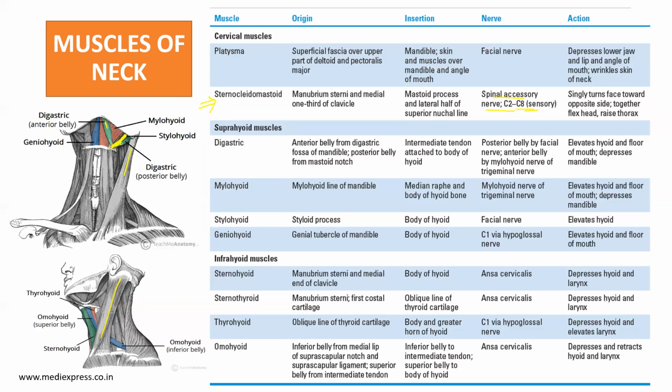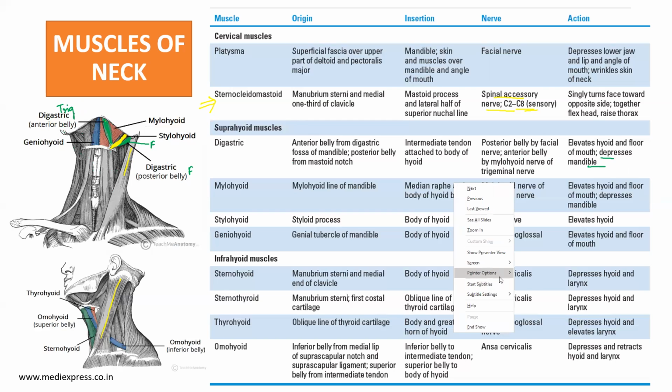Okay, so here we have the posterior belly, and here this is the anterior belly, the one in the green. The posterior belly is supplied by the facial nerve, and the anterior belly is supplied by the trigeminal nerve. Now it helps in the elevation of the hyoid bone and the floor of the mouth. And this one helps in the depression of the mandible.